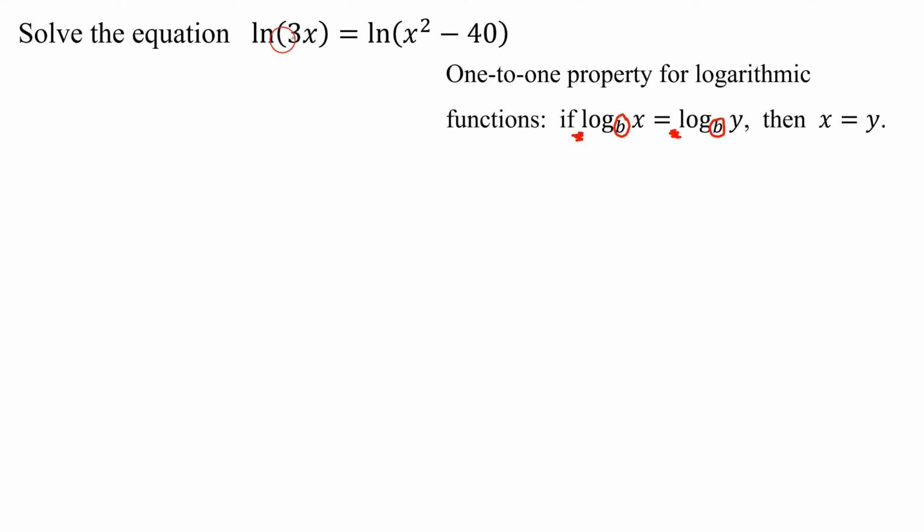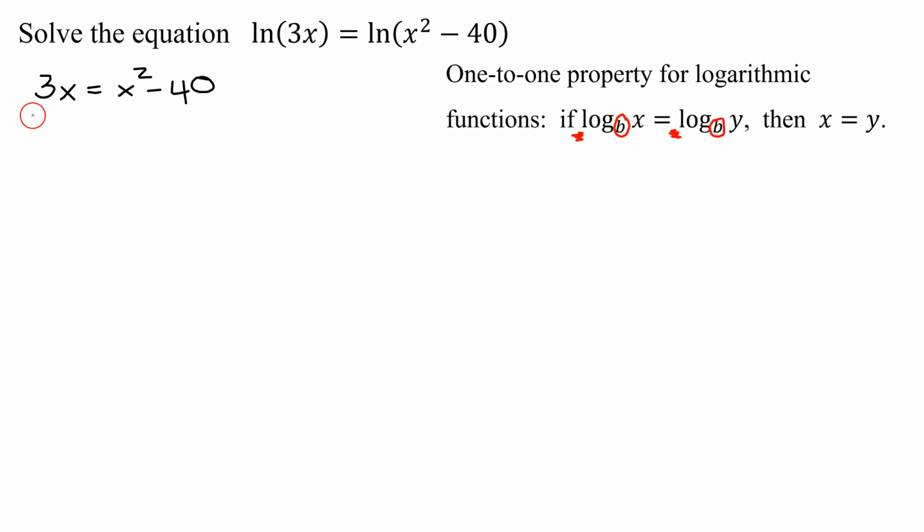So since the natural log of 3x equals the natural log of x squared minus 40, using the one-to-one property of logarithms, I know that 3x equals x squared minus 40. And so I've gone from a logarithmic equation to a quadratic equation that is a lot easier to solve. So how do we solve quadratic equations?